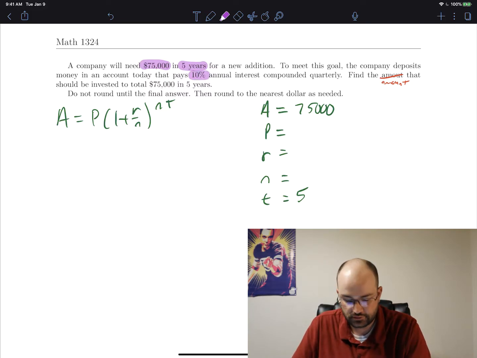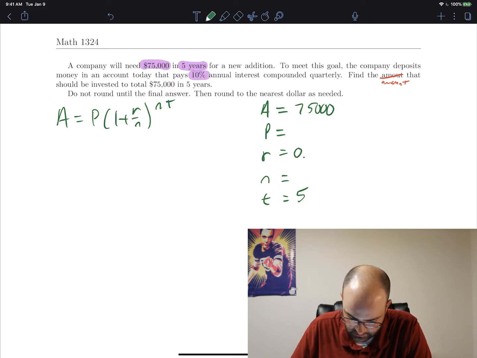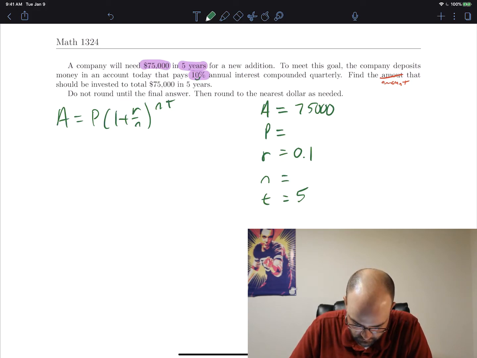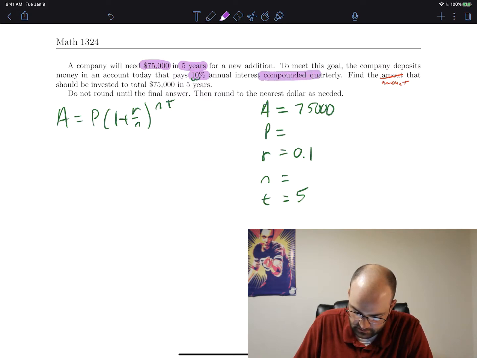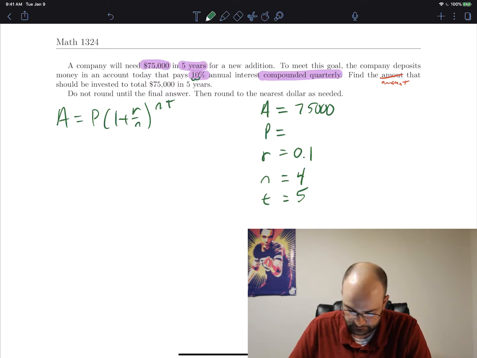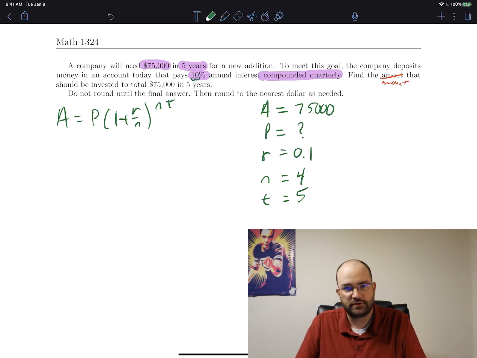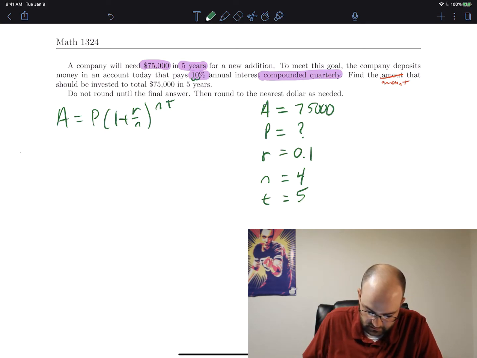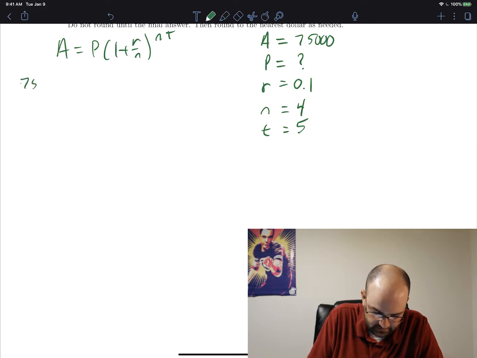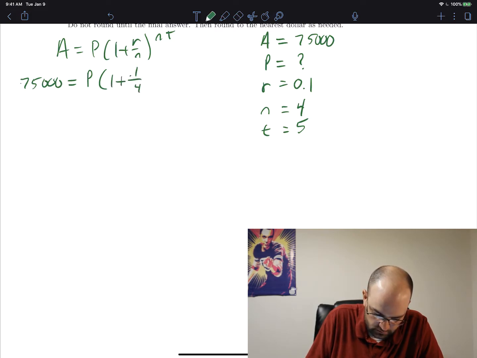The account pays 10% per year, so r would be 0.1. n is the number of compounding events per year. It's compounded quarterly, so quarterly means 4 times a year. And it wants to know how much we need to put in the bank today. So to find P, we just plug in the information. We have 75,000 is equal to P times (1 plus 0.1 over 4), all to the 4 times 5.